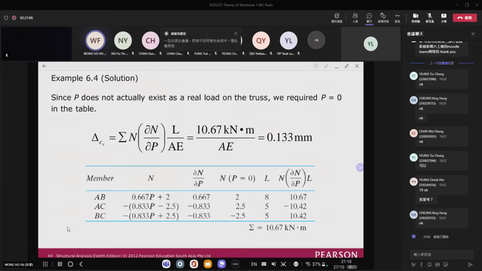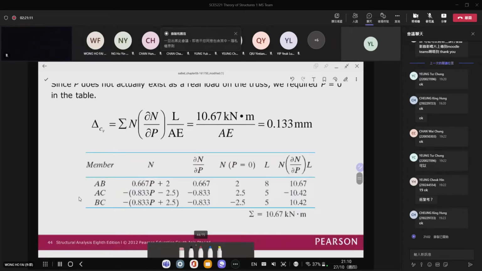N is actually the member force, as I mentioned before. So here is the member force. This is the member force. It is in terms of P. So you can see that AB is equal to 0.667 P plus 2. AC is equal to negative 0.833 times P minus 2.5. And then BC is equal to negative 0.833 times P plus 2.5.